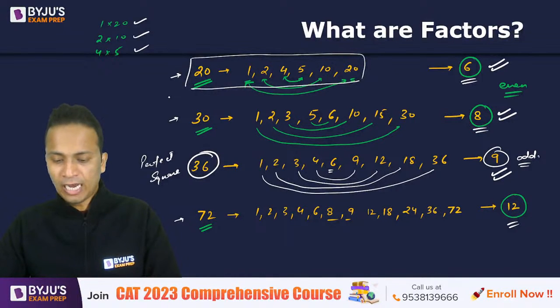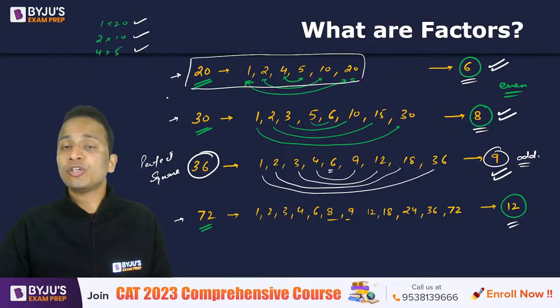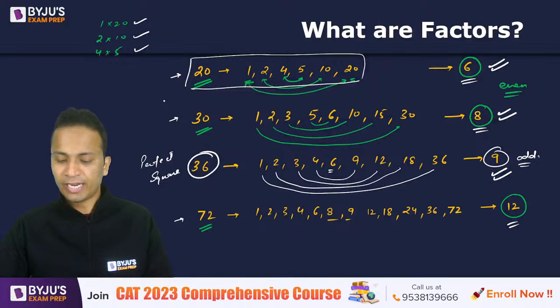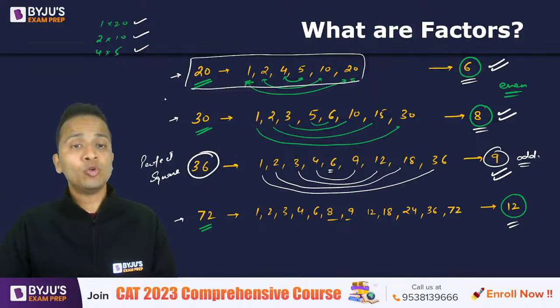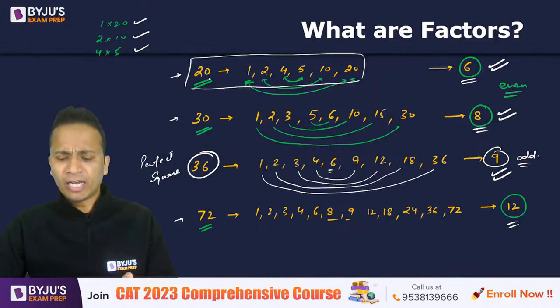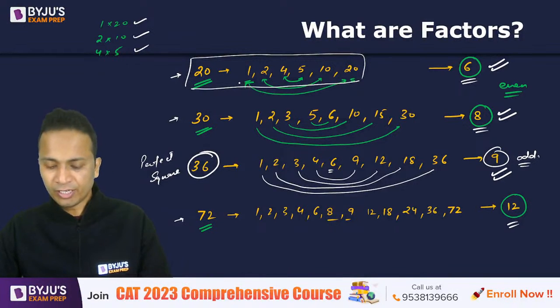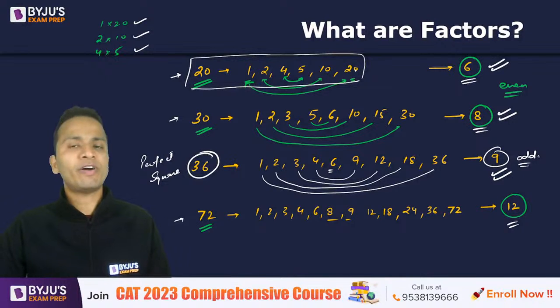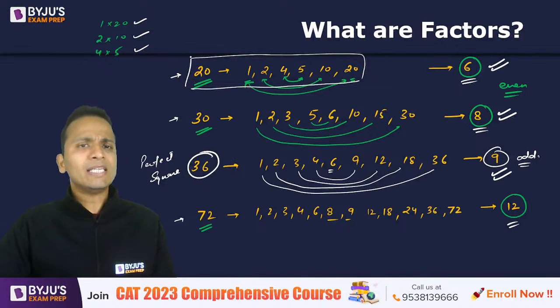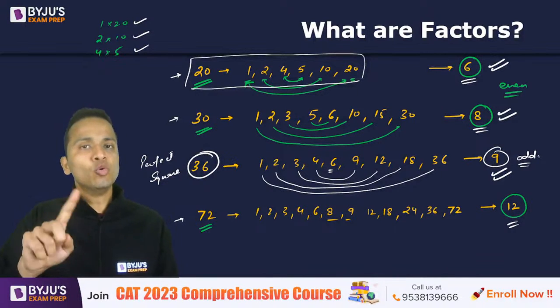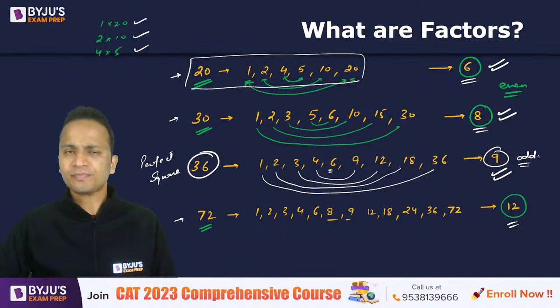So I have seen this thing, to find out the number of ways of writing a number as the product of two factors. We have already done it for 20. Now for 20, the factors I have written: 1, 2, 4, 5, 10, and 20. Now look at the top left corner of your screen. I have written 20 as the product of two factors: 1 into 20, 2 into 10, and 4 into 5.